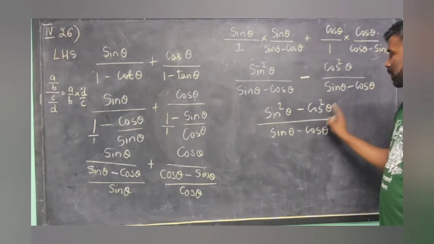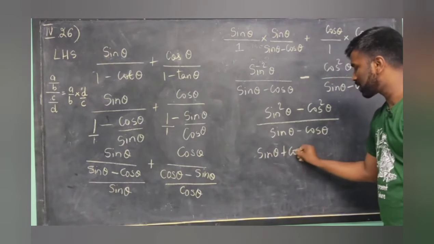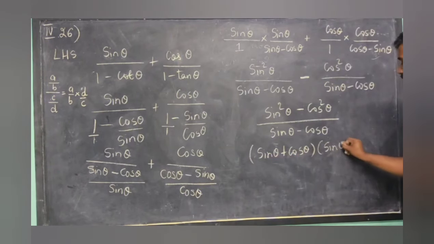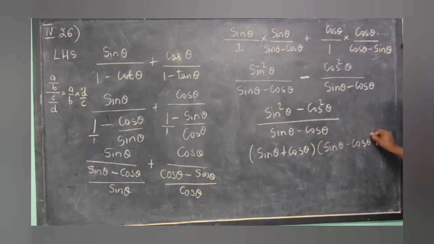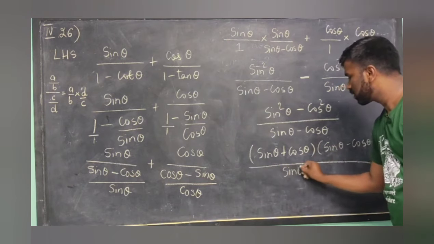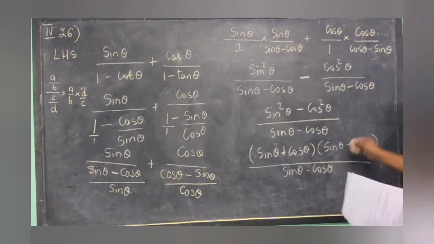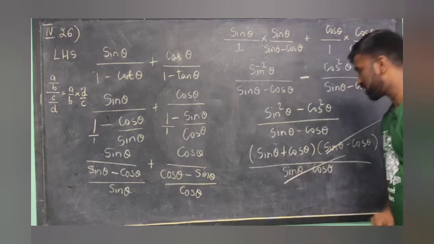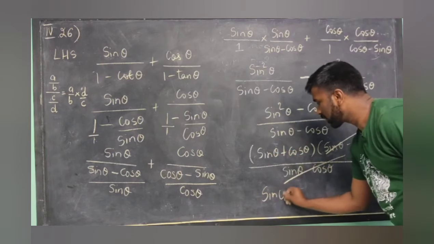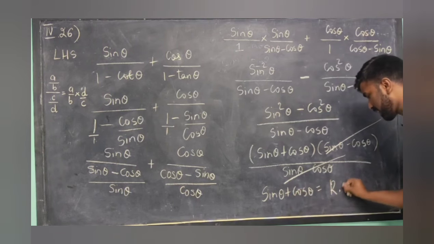A is sin theta, B is cos theta. That is sin theta plus cos theta into sin theta minus cos theta, whole divided by sin theta minus cos theta. Sin theta minus cos theta will cancel out. What is the remaining term? Sin theta plus cos theta, which is equal to RHS.